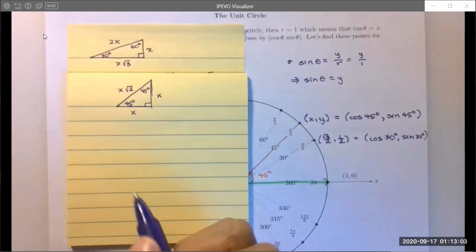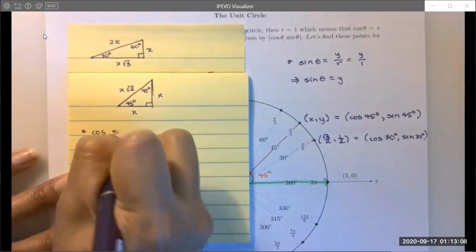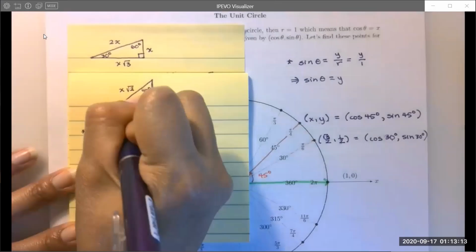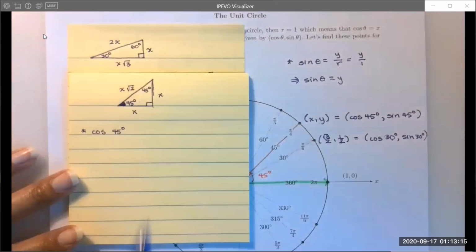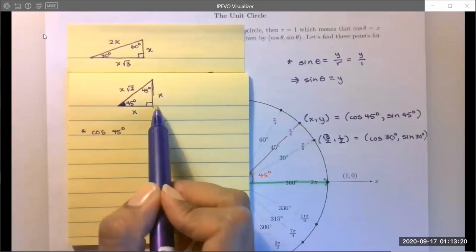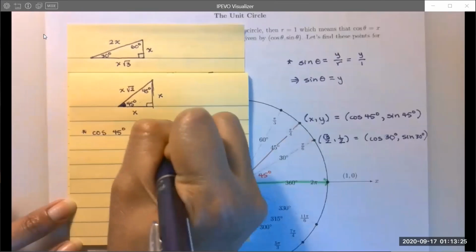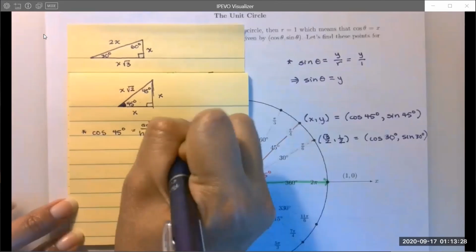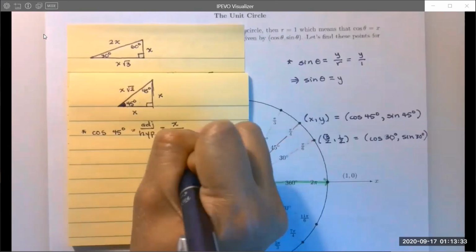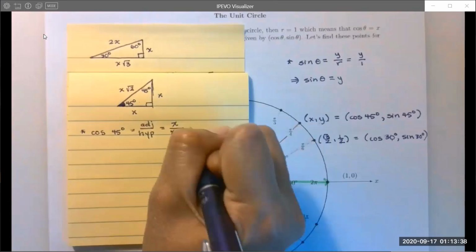Okay. So based on this, if we now try to find cosine of 45 degrees, it doesn't matter which one of these angles you consider, just pick one and stick with that one. So I'm going to pick the one down here. Cosine of 45 would be adjacent, which is x. And actually, let me write again the definition. So it's adjacent over hypotenuse. That would be x over x radical 2. And now x's cancel out. We end up with 1 over radical 2.